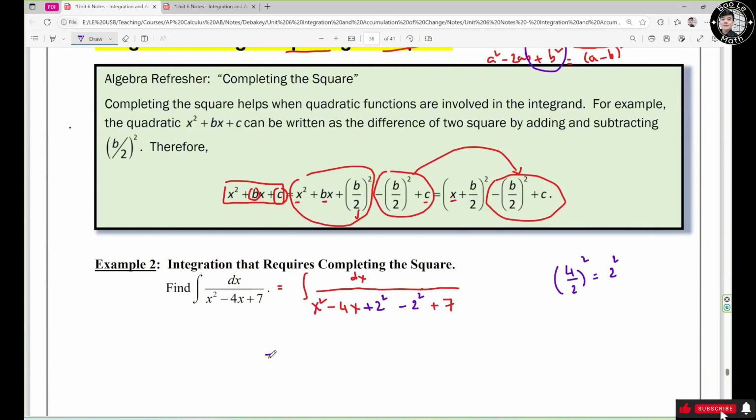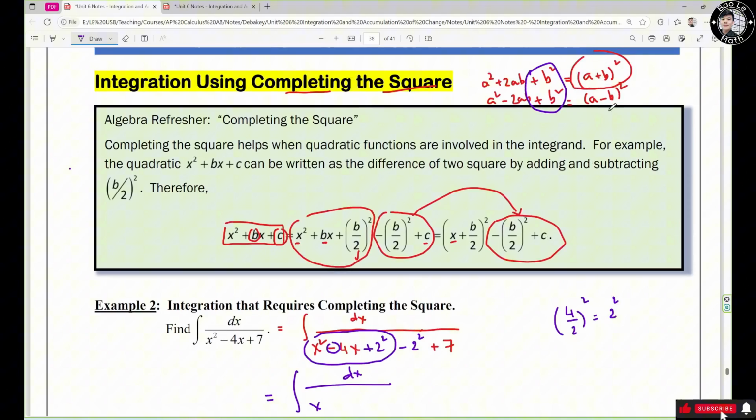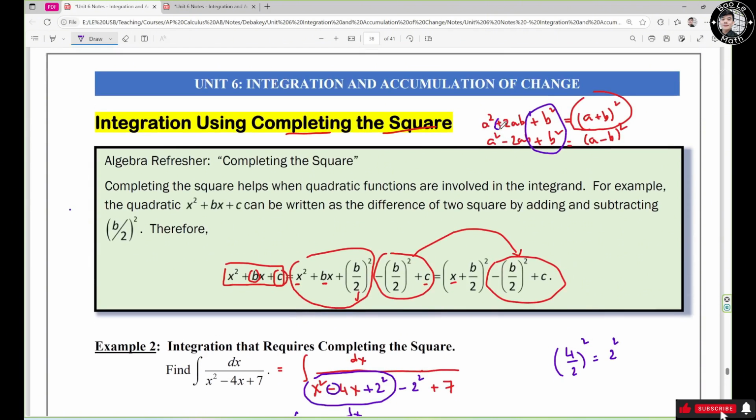So this turns out to be the antiderivative of ds over. Now the first 3 terms right here, this one is actually a complete square. The sign of the middle term determines the sign inside the square. Look, if you have the plus sign on the middle term, this should be the plus sign.